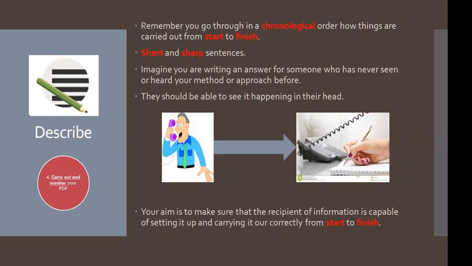Short and sharp sentences, and imagine you're writing an answer for someone who's never seen it before. A really good analogy I've heard along the way, and I've heard departments doing this, is getting kids actually to phone somebody. They're in the small gym, somebody else in the games hall, and through the phone they give that step-by-step instruction. Right, so now measure out 20 metres apart for the multi-stage fitness test or whatever it may be. That's a really good analogy, but it's also a really good learning task to get the kids to do. So your aim here is to make sure that the recipient of information is capable of setting up and carrying out whatever it may be correctly from start to finish.